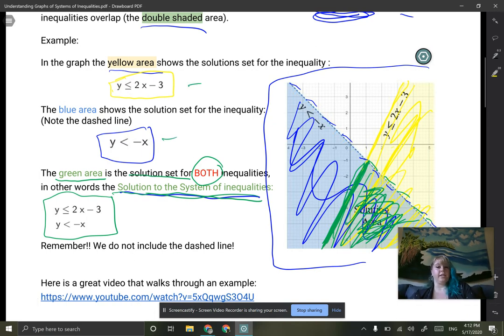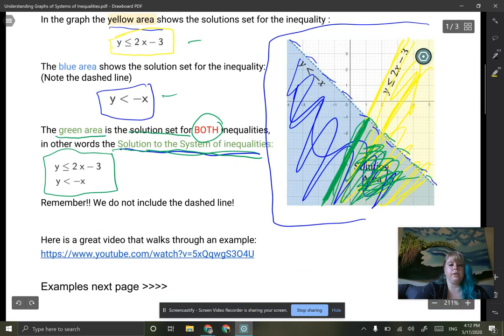Okay, and that is it. So we're just looking for coordinate points that lie in that solution set. Okay, and then of course, remember, we do not include that dashed line.